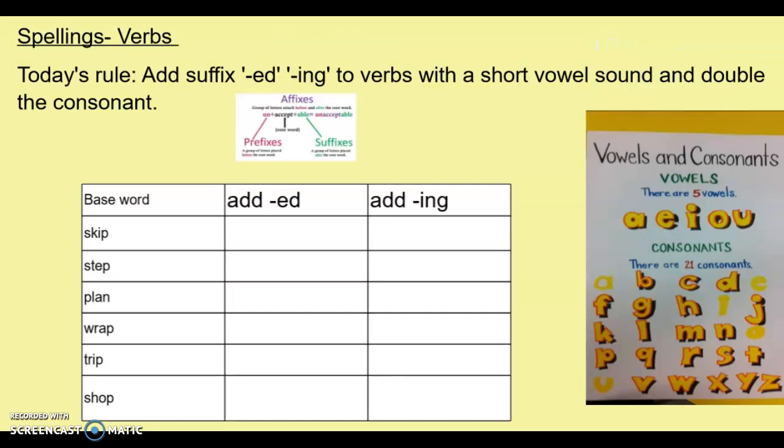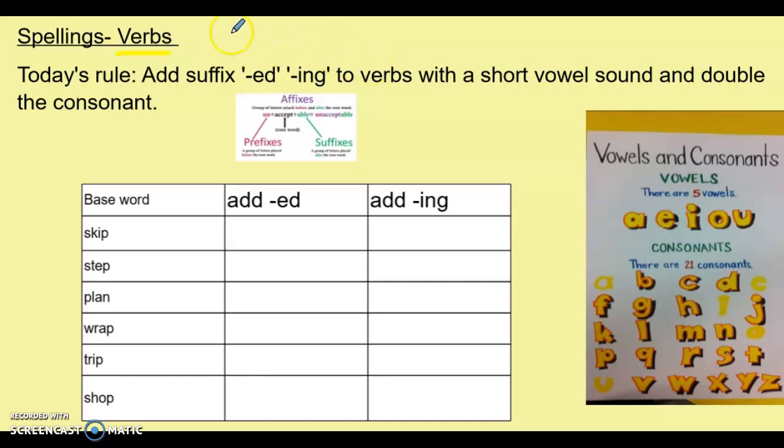Then, today, we are going to be exploring a new spelling rule. The spellings we're looking at, types of words, are verbs. So let's just recap, refresh our memories. Verbs are action words, they're doing words. If Simon says it, and usually you can do it, that's a verb. So today's rule is to add a suffix, ed or ing, to verbs with a short vowel sound and double the consonant.